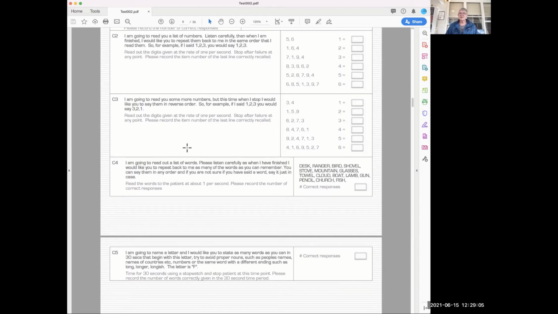The letter is F. Now, of course, you have to have your stopwatch or timer ready to go so that 1 second after you've said the letter F, you hit the stopwatch. And at 30 seconds, you stop. And what you're counting is the number of correct responses.